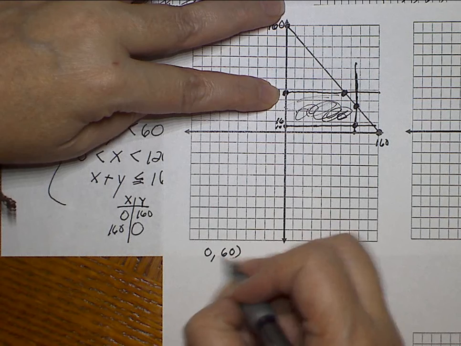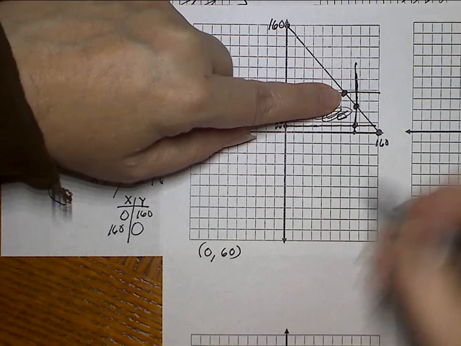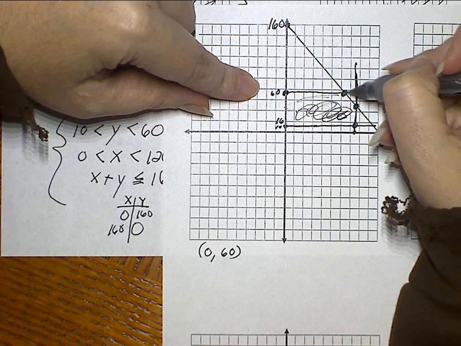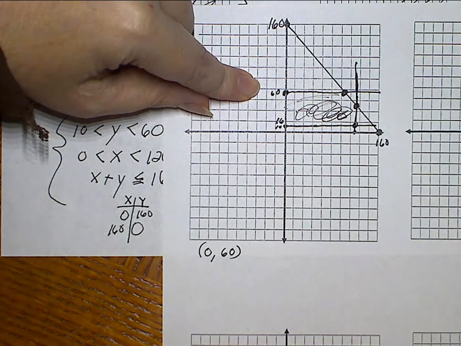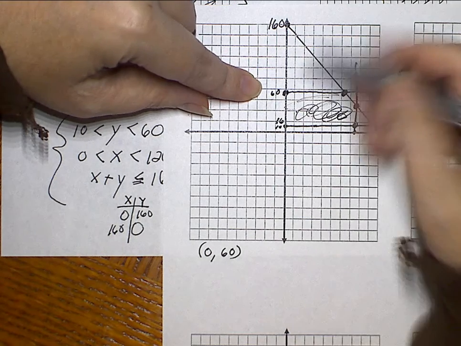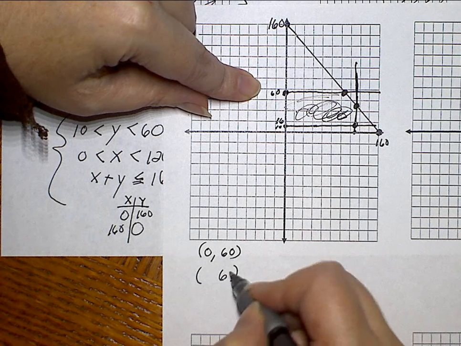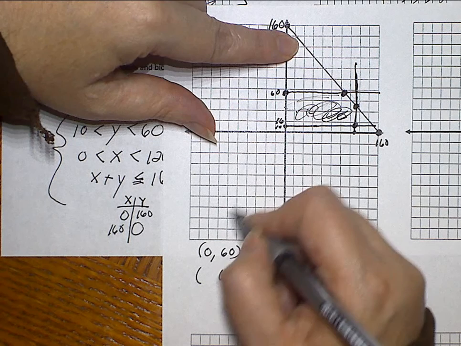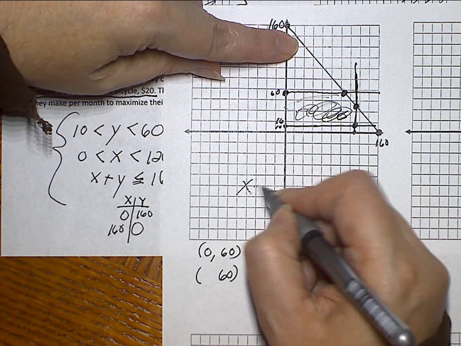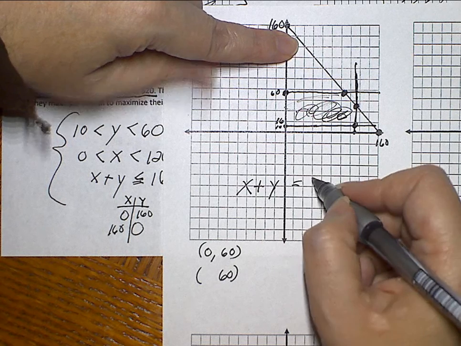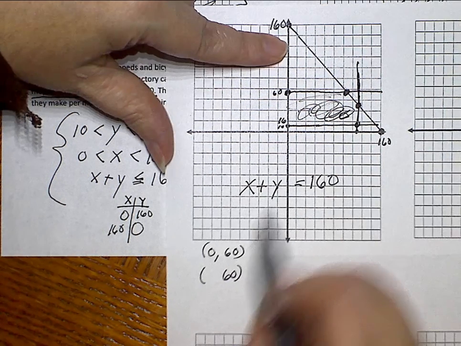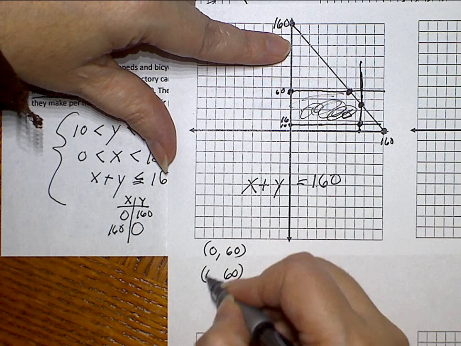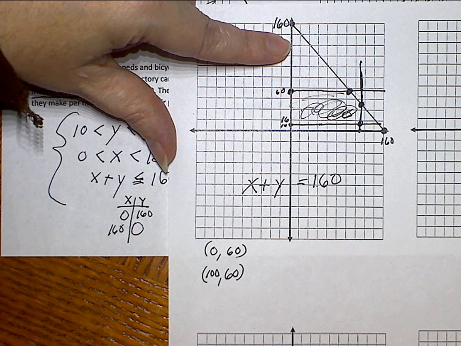This one right here, we don't know what the x is, but we know that the y is going to be 60, and it crosses with this line right there. And remember, that line was x plus y is equal to 160. So what plus 60 is 160? 100. Alright, so that gives me that point.